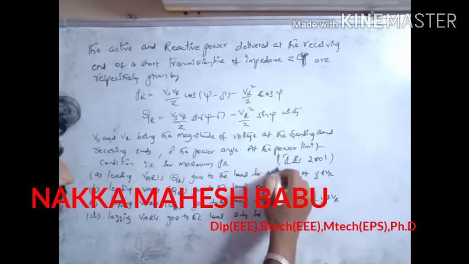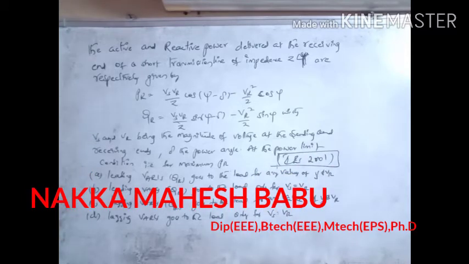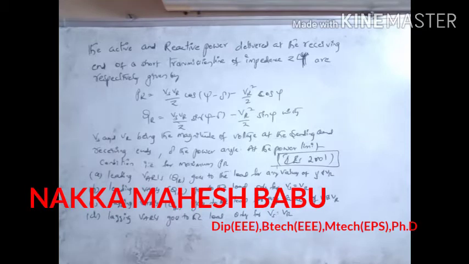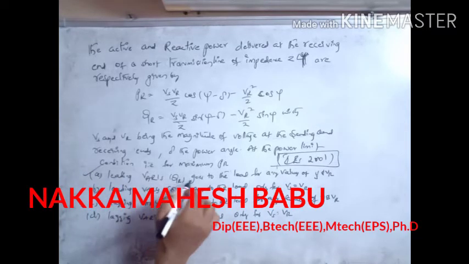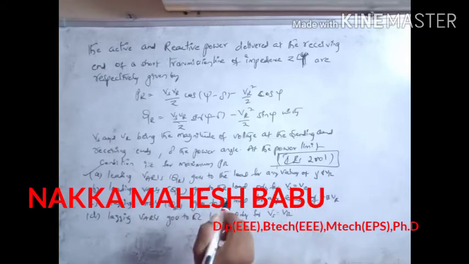This is the problem given in IES 2001. So for this, the answer is A. Leading VARs QR goes to the load for any values of Vs and Vr.